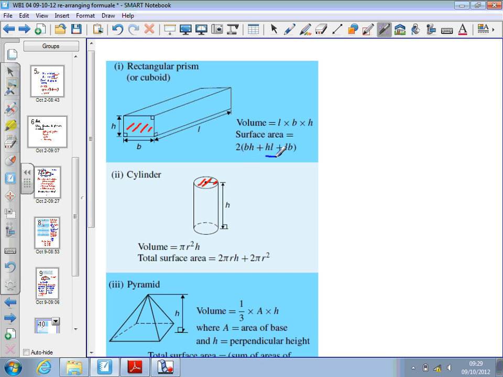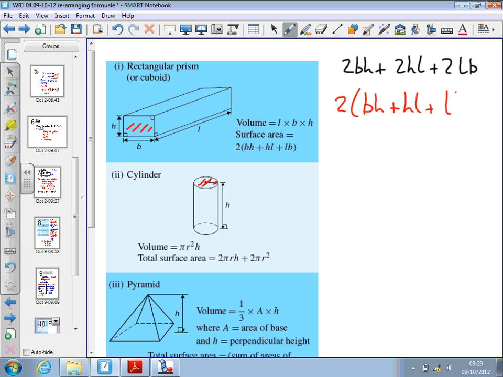So what's happened is I could have written 2 times BH plus 2 times HL plus 2 times LB for the surface area of that shape. And then, remember, we've been talking about factorizing. This is an expression, an algebraic statement, if you like, saying what you've got to do to find the surface area of that shape. I've got 2 of those, 2 of those, and 2 of those, so that element 2 is common to all 3 terms, so I can take it outside a bracket and factorize and end up with 2 times BH plus HL plus LB. So in other words, once I've got my expression, I can try and simplify it, and that's what's happened here.